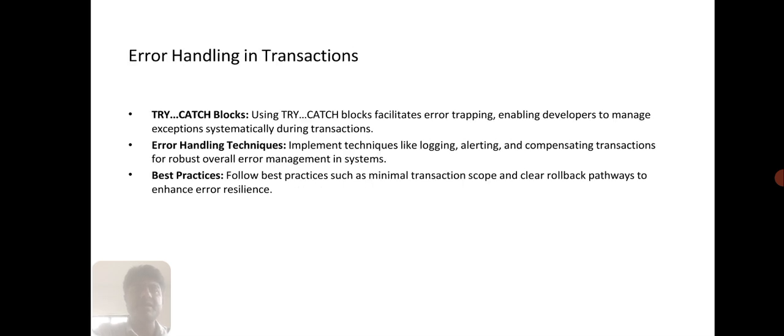And error handling in transaction uses try and catch blocks. A try and catch block is an error trapping system, a mechanism to manage exceptions systematically and handle the transaction. Error handling techniques include logging and alerting, as part of the overall error management system. And the best practice for using transactions is to keep the scope clear, with clear rollback pathways, to enhance error resilience.